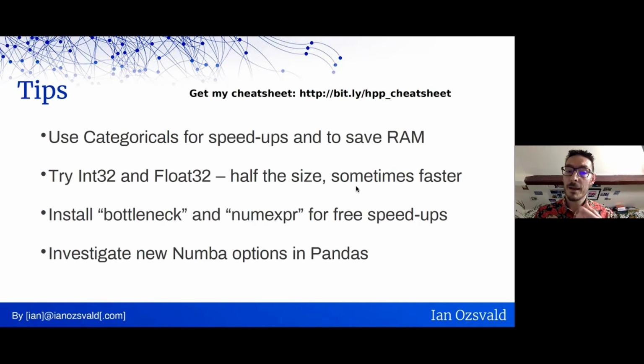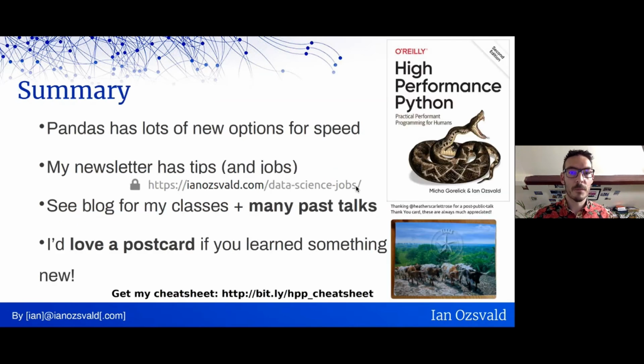So let's wrap up. Remember to go to categoricals to get speed ups and to save RAM. Cut your data types down from int64s and float64s with 8 bytes down to int32s and float32s with 4 bytes. It's half the size. Sometimes the operations will be faster. They shouldn't be any slower, but they will take half the memory. Always install bottleneck and numexpr. Every time I do any experiments, I import bottleneck and discover, no, it hasn't been installed. I have to go and install it again. It's a bit annoying. Just remember to install those 2 libraries. And then go and read the new documentation, because that's where you discover that Numba is being increasingly integrated, which makes things faster. So pandas has lots of new options. You should go and read the documentation.